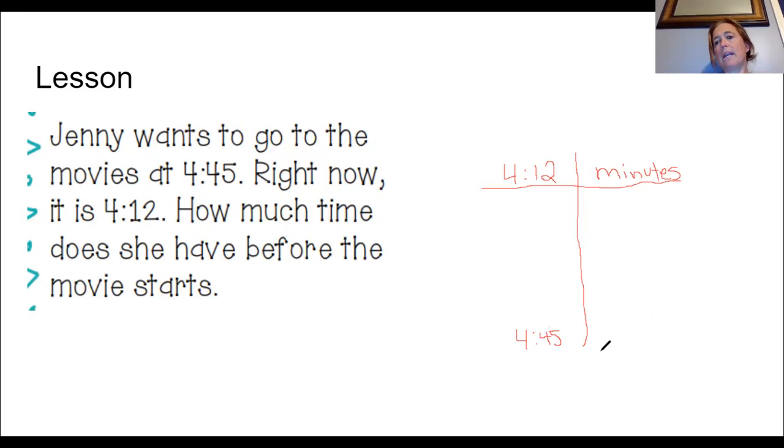And that's when we will stop and add up our minutes. So the first thing that I would do, since we're at a 12, which is not a multiple of 5, I would add 3 minutes, because that will get me to a multiple of 5. Okay, so that gets me 4:12 plus 3 minutes is 4:15. Okay, and then we're not at 4:45 yet. Then I can easily add 10 minutes.